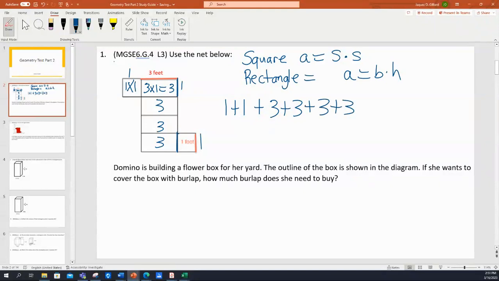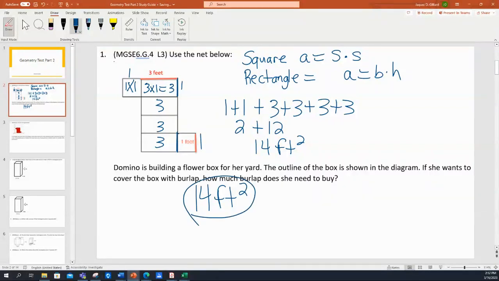Now, we're going to simplify this by combining all of them together. I like to do it simply by saying 1 plus 1 is 2. So I have 2 plus, and I know that I have four threes, and 4 times 3 is 12, right? So I'm going to write 12, and 2 plus 12 will give you 14. Now, what is the unit? The unit is feet. So it's going to be 14 feet squared, or you can say 14 square feet. So that is the answer here. She will need 14 square feet of burlap. All right, excellent job on that one.